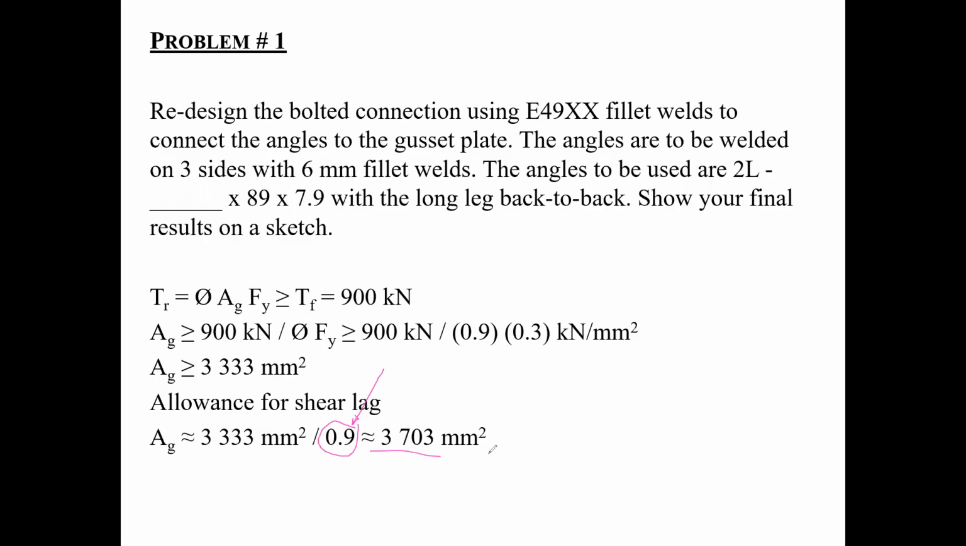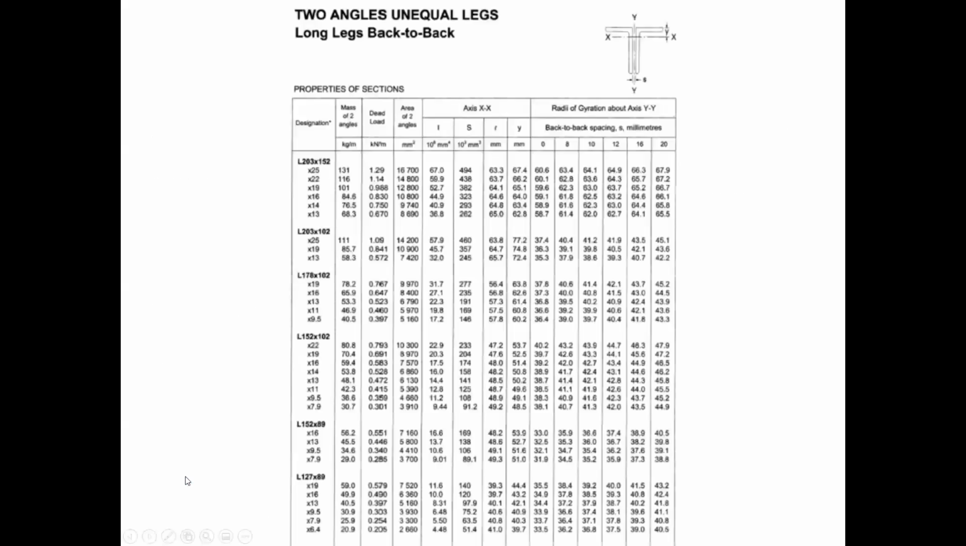And therefore, I will increase the angle size from 3333 now up to 3703, just to account for the fact that I have some shear lag. And therefore, if I go to the tables, I said 89 by 7.9, 89 by 7.9. I'm looking for 3703. And of course, this is where you would look, 89 by 7.9.